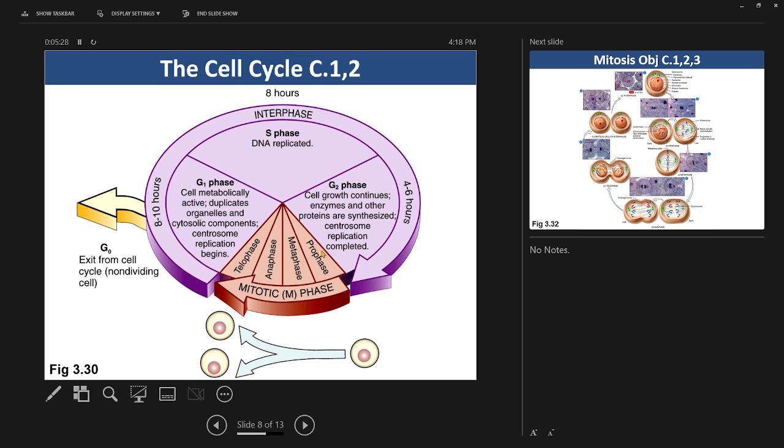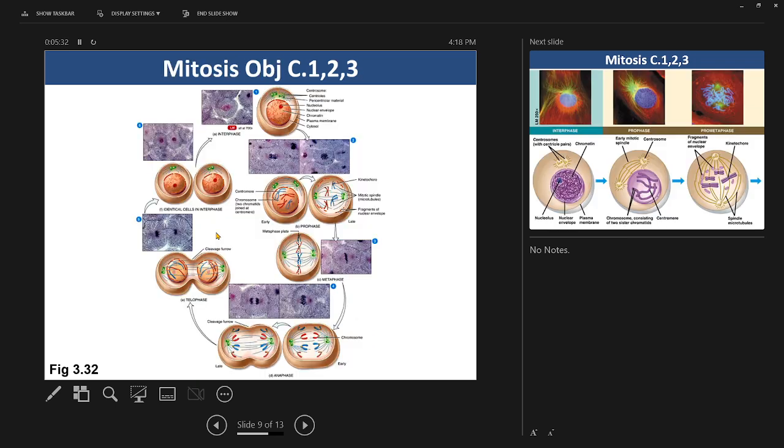And so we have prophase, metaphase, anaphase, and telophase. And if we go to the next slide, we can see that the cells in interphase are kind of just doing their normal cell function. They have a nucleus. You don't really see any DNA because the chromosomes are unraveled into what's called chromatin.